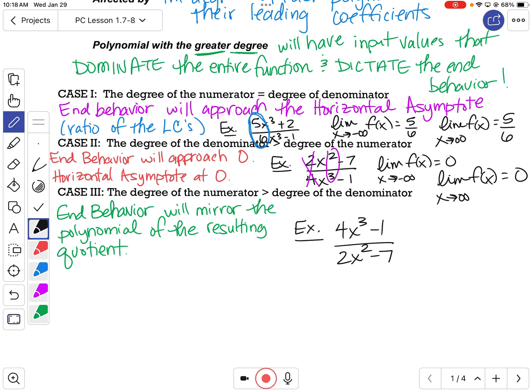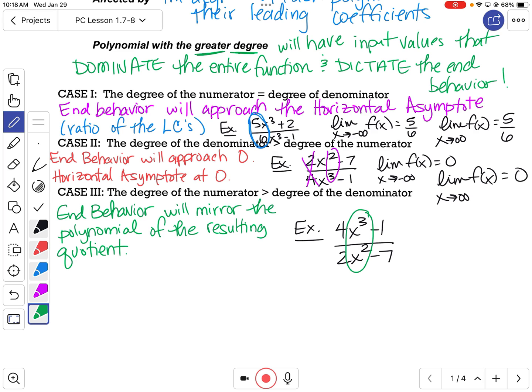Okay, so let's take a look at that function. 4x cubed minus 1 over 2x squared minus 7. So I just flipped them. All right. Notice this time the higher degree is on the top. Okay. So here's what we're going to do. We're going to take those 2 degrees.